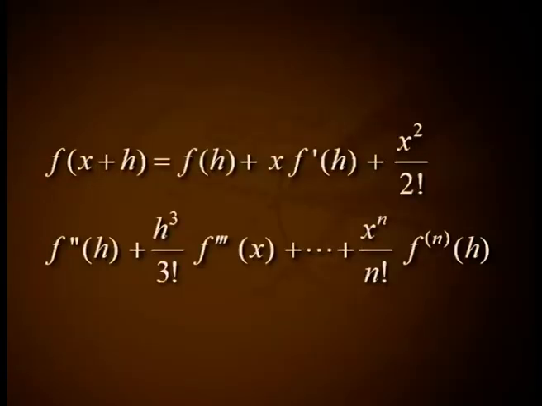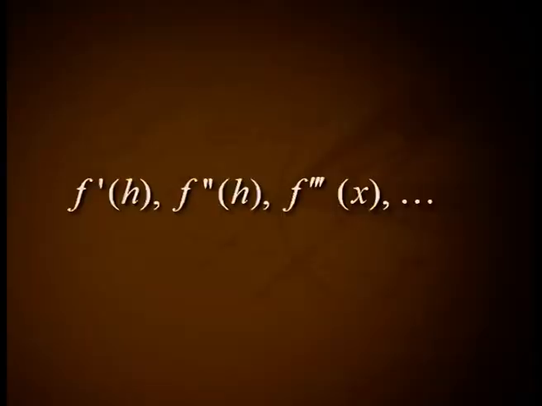The function f(x+h) is evidently symmetrical with respect to x and h. Hence, f(x+h) = f(h+x) = f(h) + x f'(h) + x^2/2! f''(h) + x^3/3! f'''(h) + etc. + x^n/n! f^n(h). Here the expressions f'(h), f''(h), f'''(h) etc.